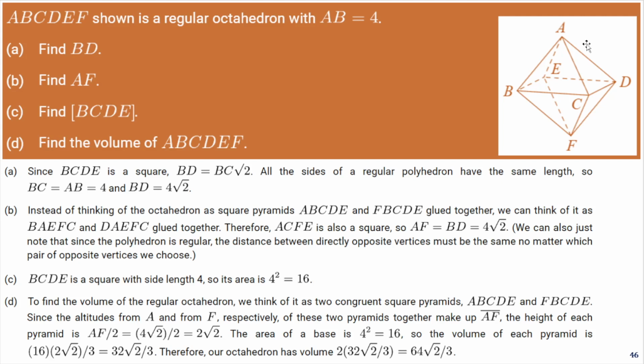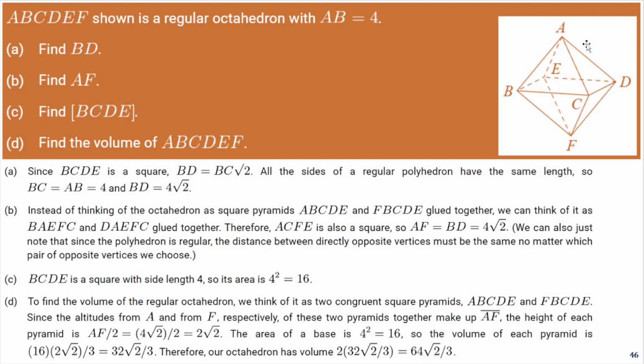The area of a base is 4 squared, which is 16, so the volume of each pyramid is given by 16 times 2 square root 2 over 3. And this gives us 32 square root 2 over 3, right? Therefore, our octahedron has volume twice that value, which is 64 square root 2 over 3. Did you get it?